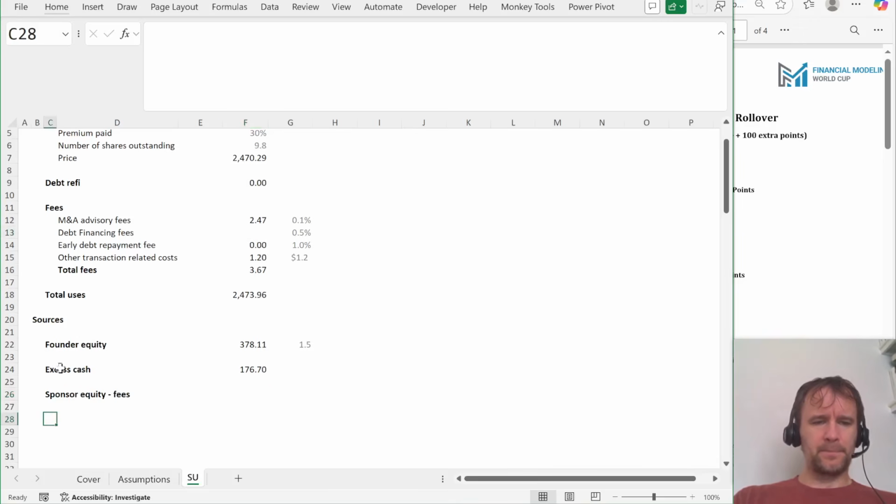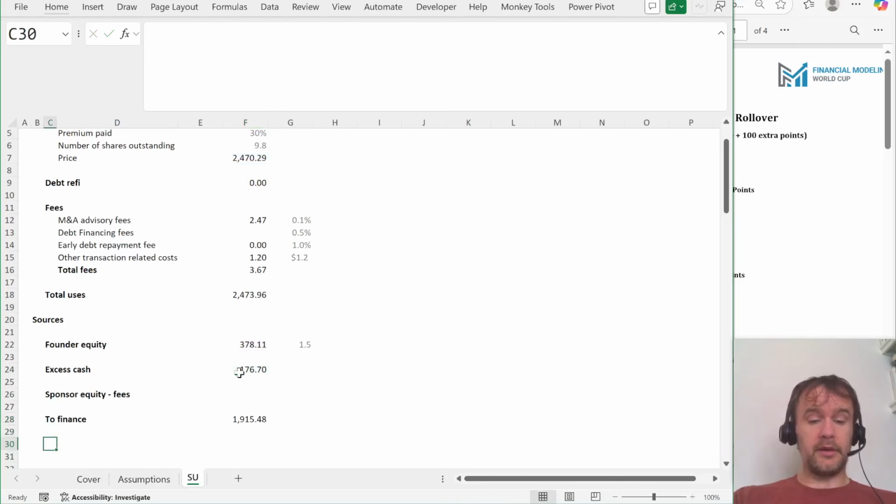And then after the sponsors pay the fees, we take off the excess cash, and we take off the founder equity. The rest is to be financed by an 80-20 split. So I'm just going to say to finance. And that is going to be the purchase price plus the debt refi, but not the fees, because I don't want to create a circularity, minus the founder equity minus the excess cash.